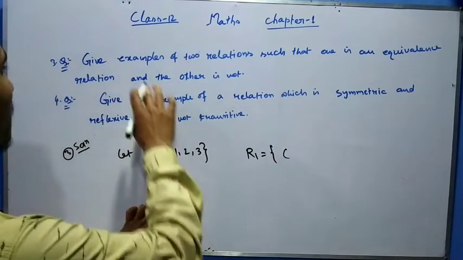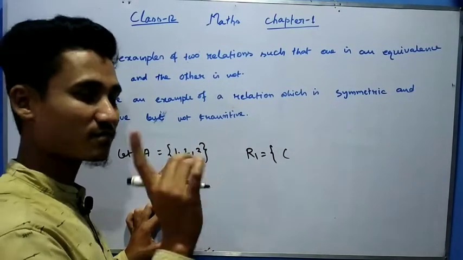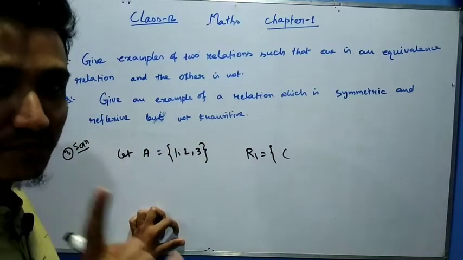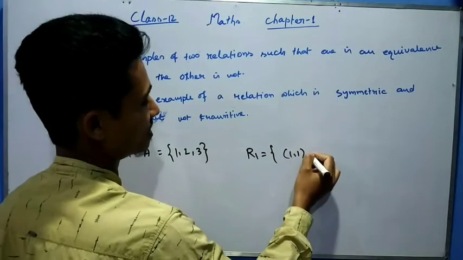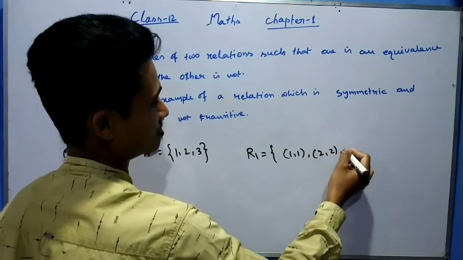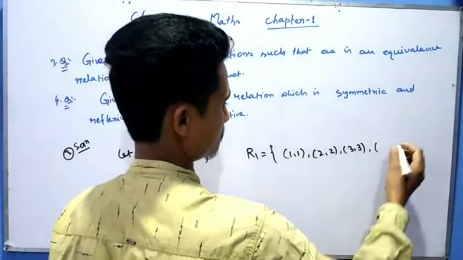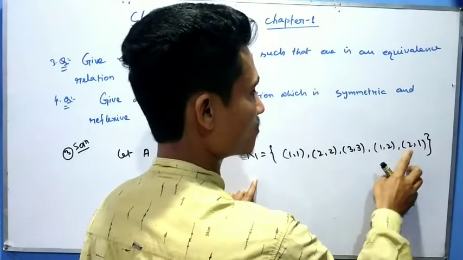Suppose first example: two relations such that one is an equivalence relation. For an equivalence relation, what properties are satisfied? That relation should be reflexive, symmetric and transitive. Okay, so first I am considering this set. So what we have defined: R1 = {(1, 1), (2, 2), (3, 3), (1, 2), (2, 1)}.